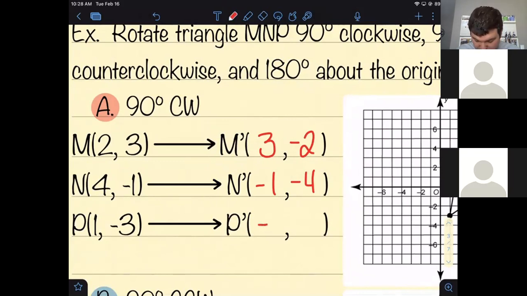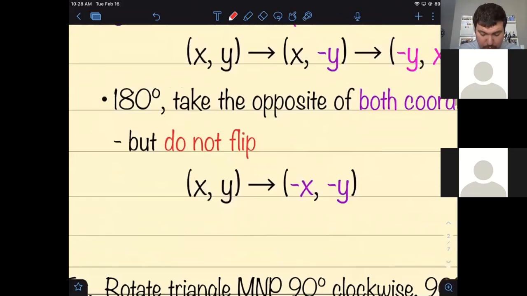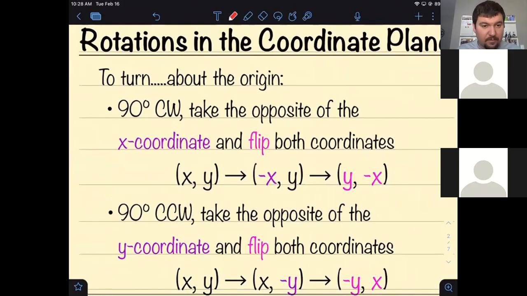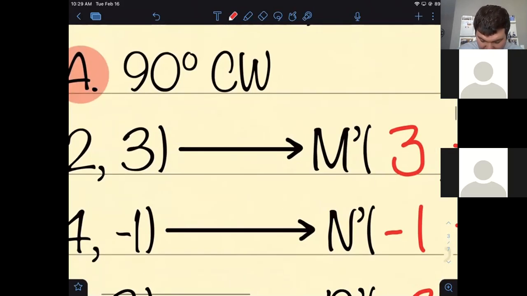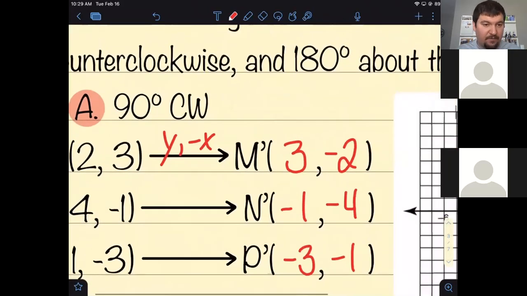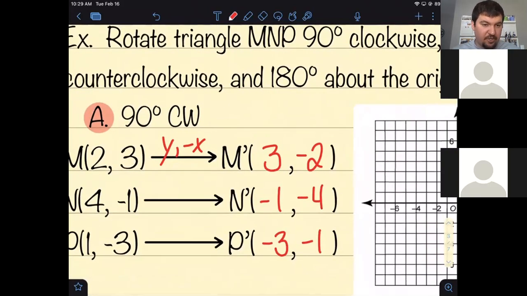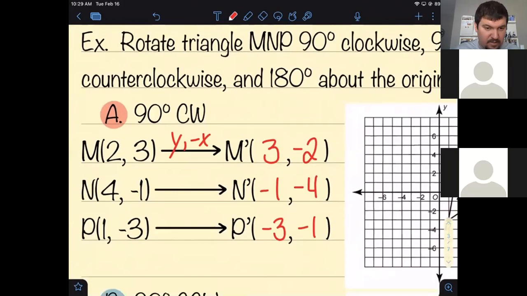it -3, -1. Now, because it's arrow notation, I need to have something written on the top of my line right here. And so I don't need to write 2 different things, even though there's obviously 2 different steps that I'm doing. I just need to write one, and it's going to look like this. Okay, so I'm going to write y, comma, -x. When I see that, that tells me that you've just done a 90 degrees clockwise rotation. You took the opposite of the x, and then you just flipped it. So that's what you have to write on the top arrow.